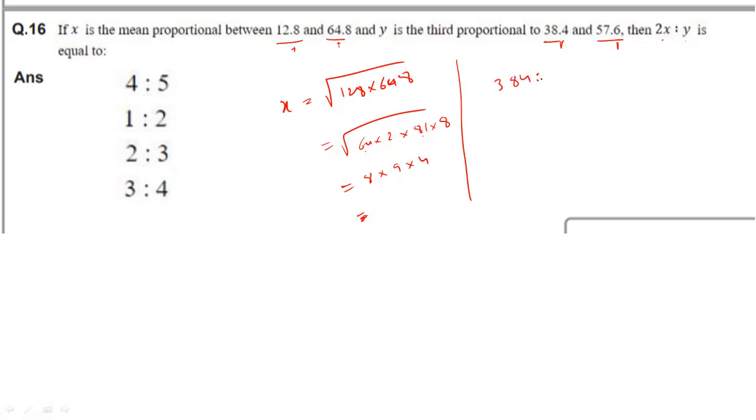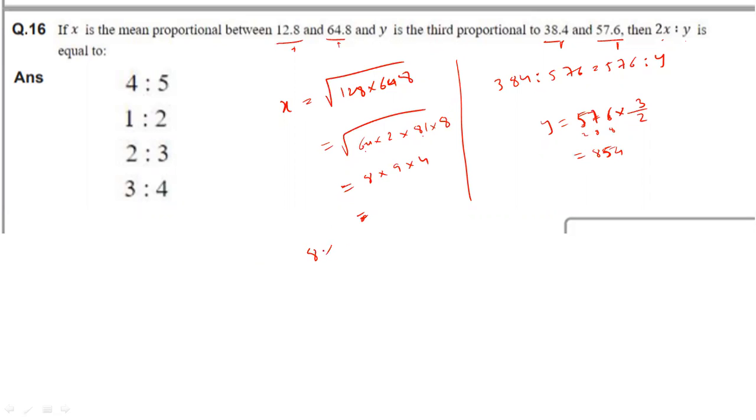So 384 is to 576 should be equal to 576 is to Y. This is what we call a third proportional. Right. We can say 384 into 1.5 is this. Obviously, 576 into 1.5 should be Y. So Y is equal to 576 into 1.5, which means 3 by 2. So 576, an extra 288 will be added. If an extra 288 is added here, we get 864. So 864 is Y.